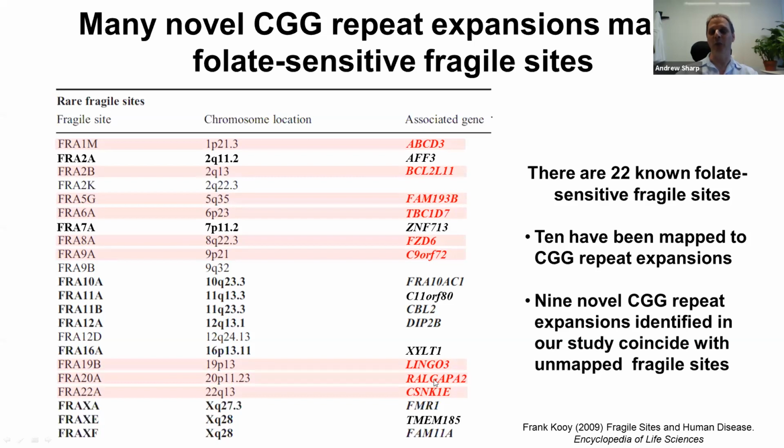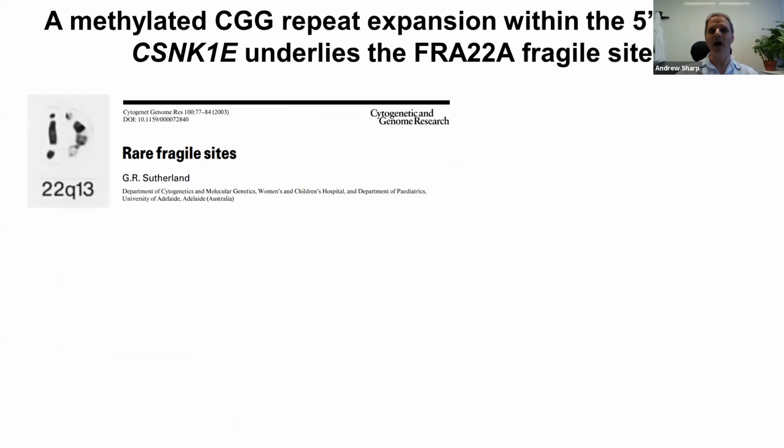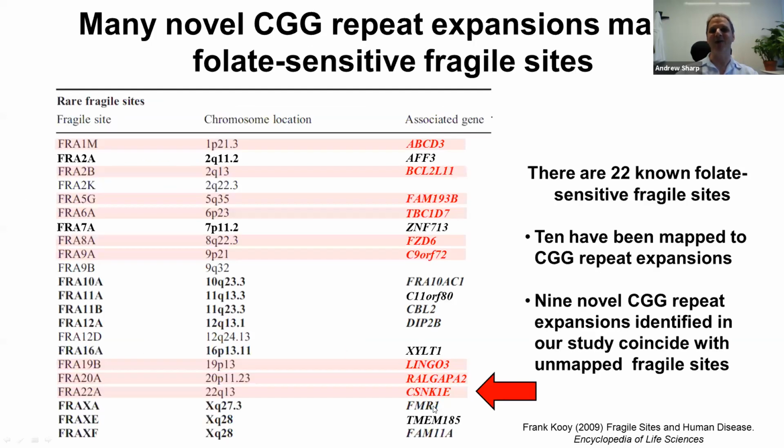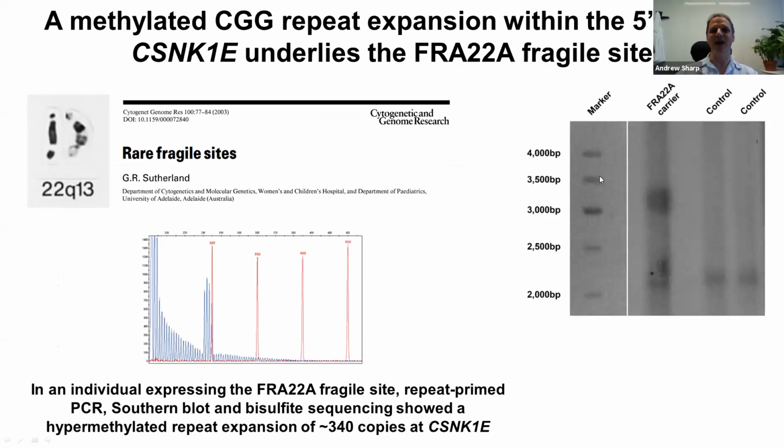So with these either validated or novel repeat expansions, I will just skip through this, showing that we prove that this gene CSNK1E, which is our predicted repeat expansion, is indeed caused by a repeat expansion found by this other group at the same time.